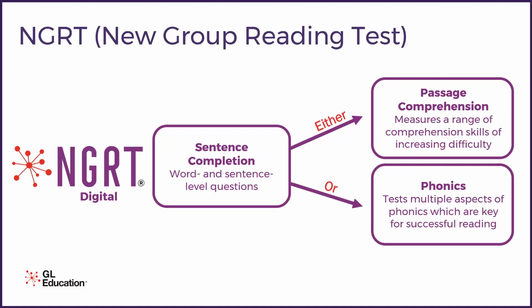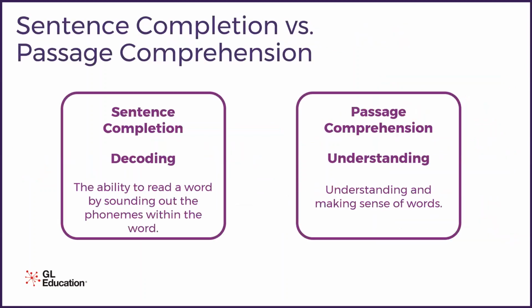Every student sitting the digital version begins with the sentence completion. This is at an age-appropriate level. Depending on their performance in this part of the test, they will then progress onto either a passage comprehension section or to tasks relating to phonics. Every student completes 2 sections only. Typically, children are assessed in 2 areas: sentence completion and passage comprehension.